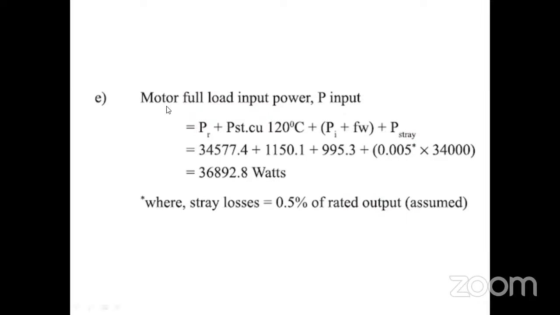Okay, sir. Any confusion? Is it clear? P rotor, we just found it. And P stator copper loss at 120 degrees centigrade, this also we have found already. And friction and iron loss plus friction and windage loss, 995.3, we have found it already. And stray loss, this is the data given in the question.